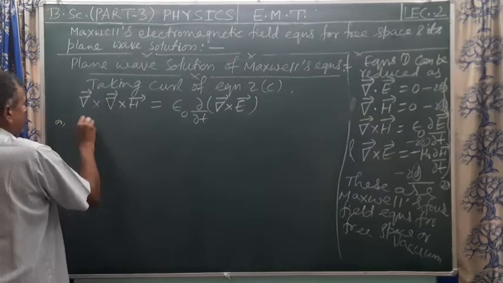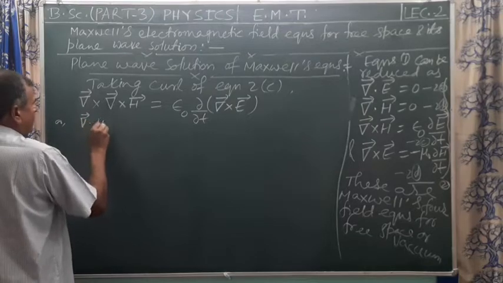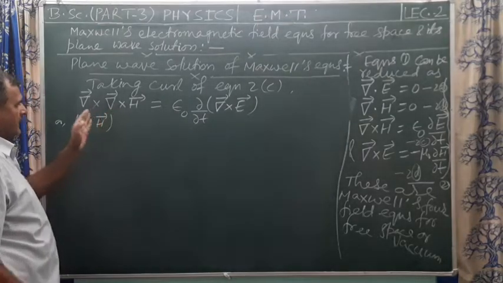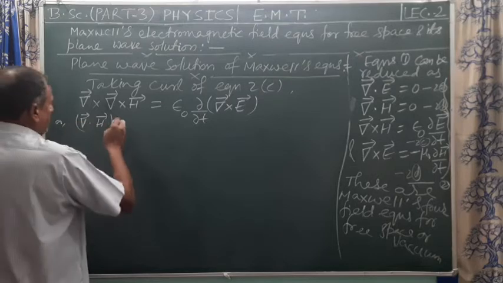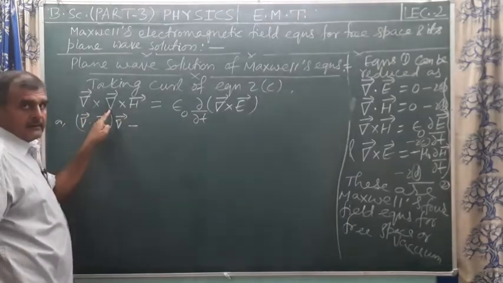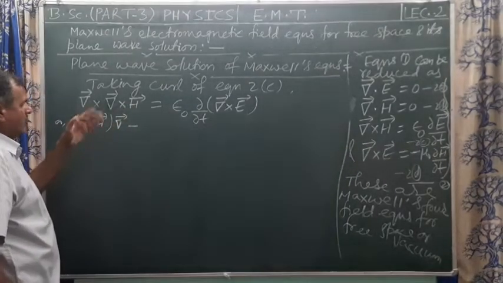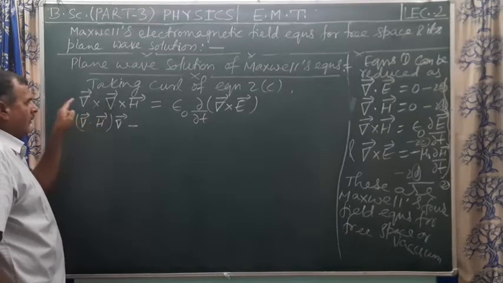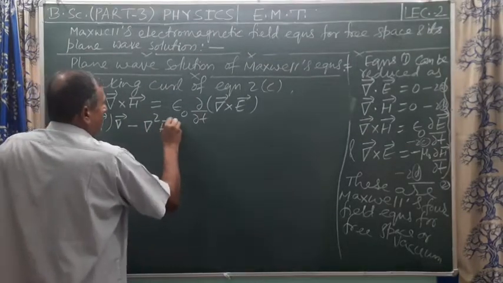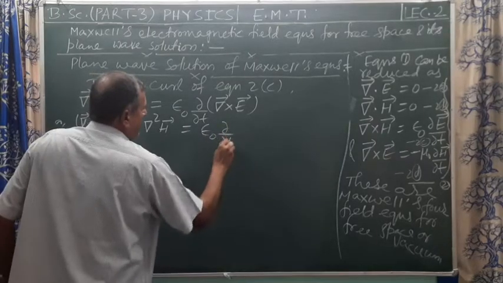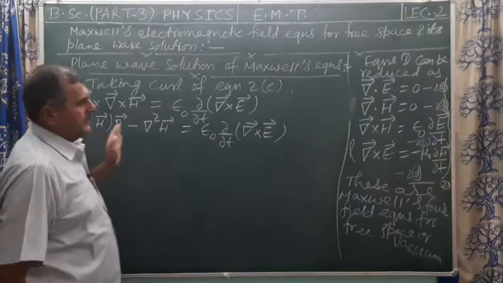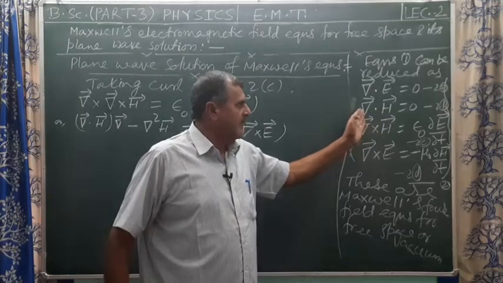So we can write del vector dot H vector, or del vector in place of B, the middle term, we will keep outside the bracket, del vector minus A dot B under bracket, C outside the bracket. So del vector dot del vector, that is del square H vector equals epsilon naught del upon del T curl E, that is del vector cross E vector.